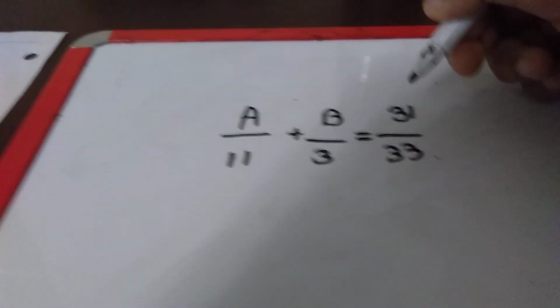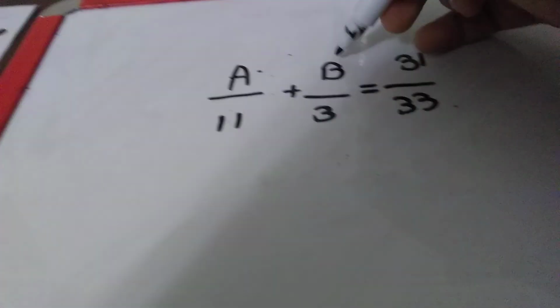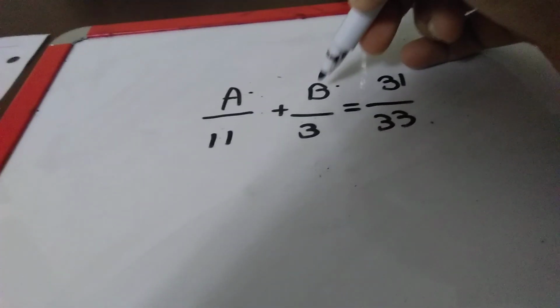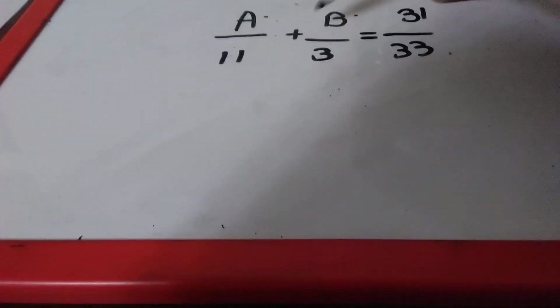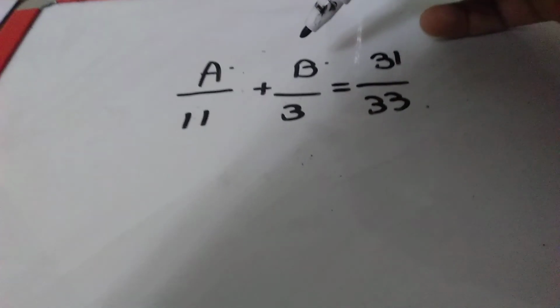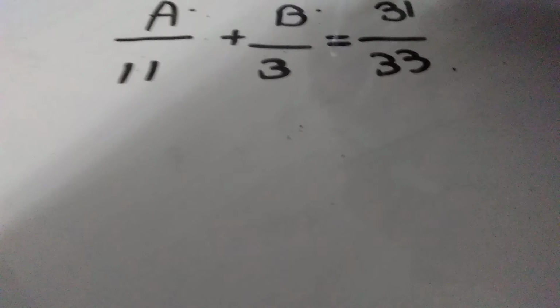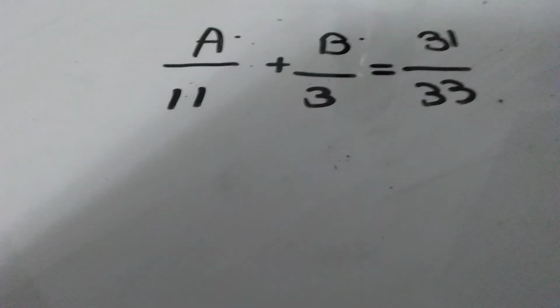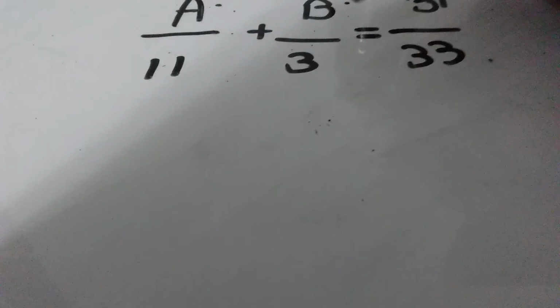Well, the question is, A and B are whole numbers. Find the value of A and B. Now, we know that these two can't be decimals because they're whole numbers, which means that now we have to figure out what these two equal. Well, let's see first.